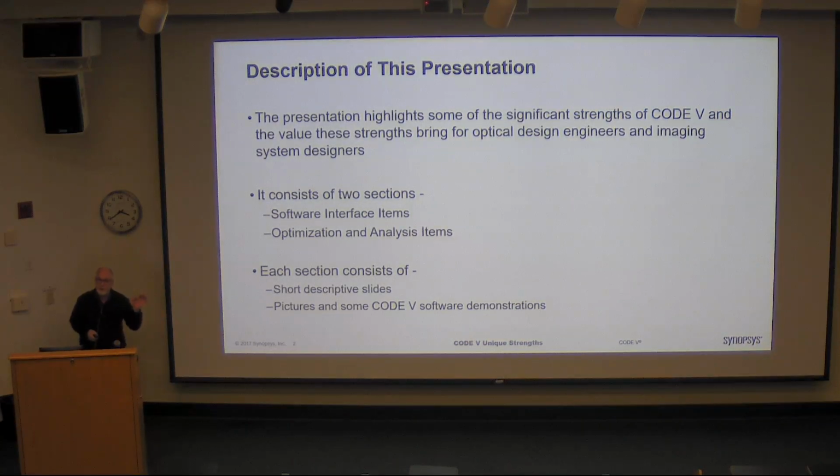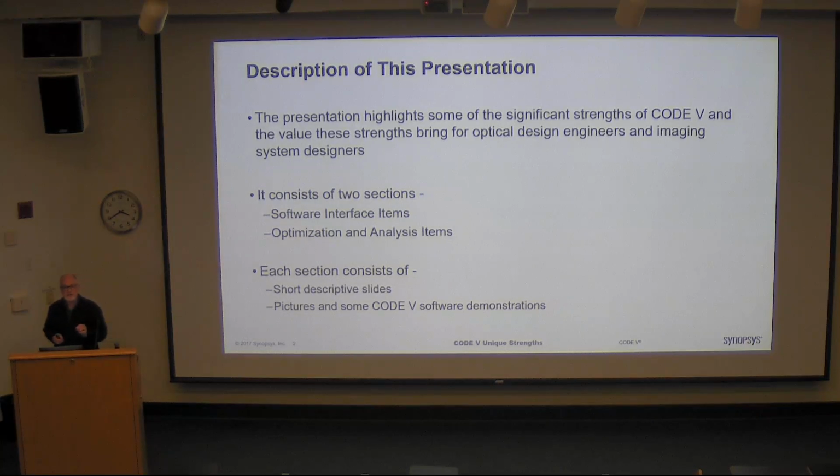Now this presentation basically has 2 sections. I'm going to talk a little bit about the software interface, so if you do happen to use Code 5, the program that we have donated to RIT, you'll want to understand a little bit of how the interface works. And then we'll talk about optimization and analysis items. I'm not going to do a whole 35 or 40 minutes of PowerPoint. I'm going to do some live demonstrations in the software to illustrate some of these strengths.